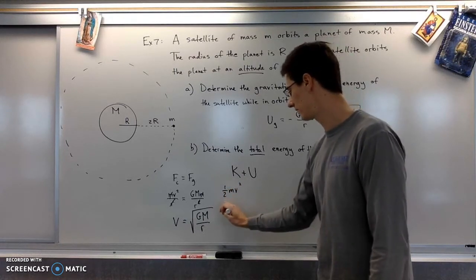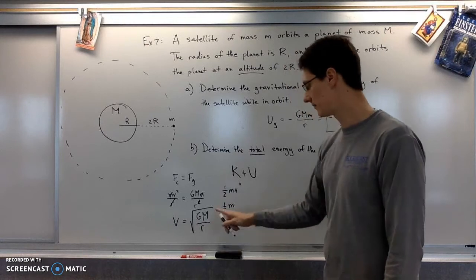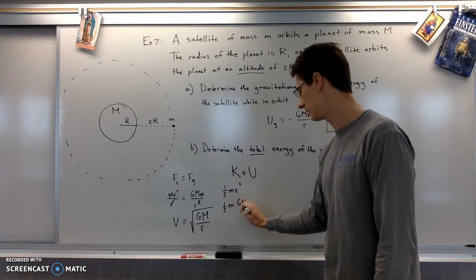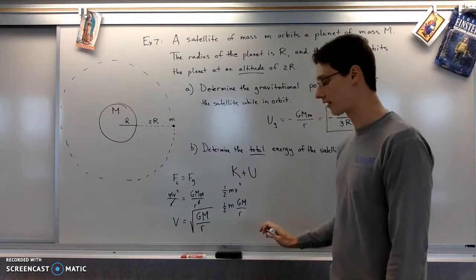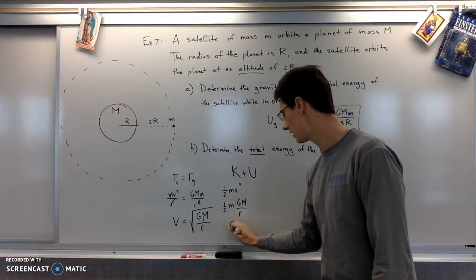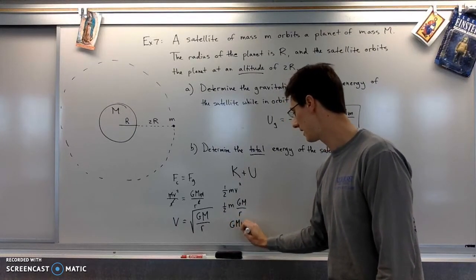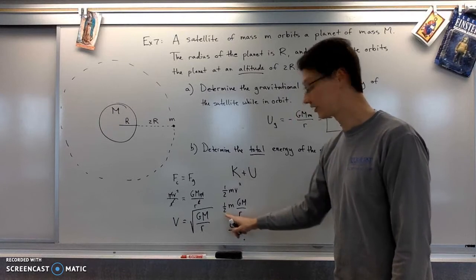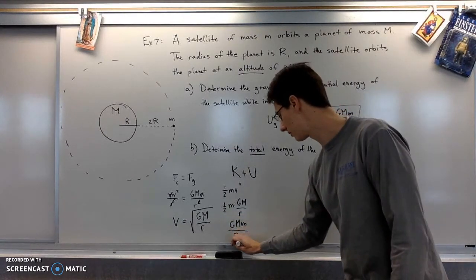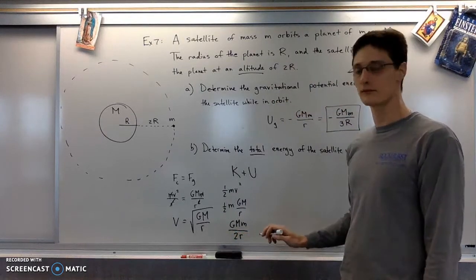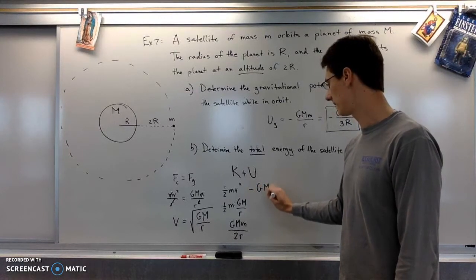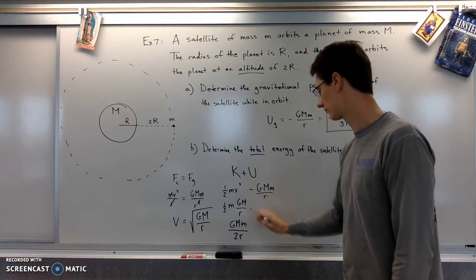All right, so that means that if I plug in for kinetic energy, which is 1/2 mv squared, I'll get 1/2 little m times GM over r, since the square just removes the radical. So the kinetic energy is GMm over 2r, because the 2 and the r are both in the denominator. And then the potential energy was negative GMm over r.